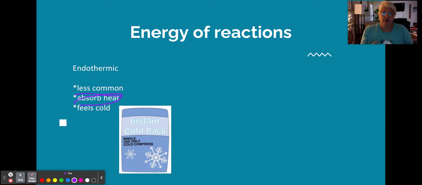Now, if you've ever been injured, they take out that instant cold pack, right? And they smash it and then they shake it and it gets cold. Well, what's happening is there's a chemical reaction occurring inside that pack that is taking in energy from the surrounding molecules. So the temperature around it is dropping because the kinetic motion is dropping. So that's what an endothermic reaction is. The best way to remember this is endothermic means it feels cold.